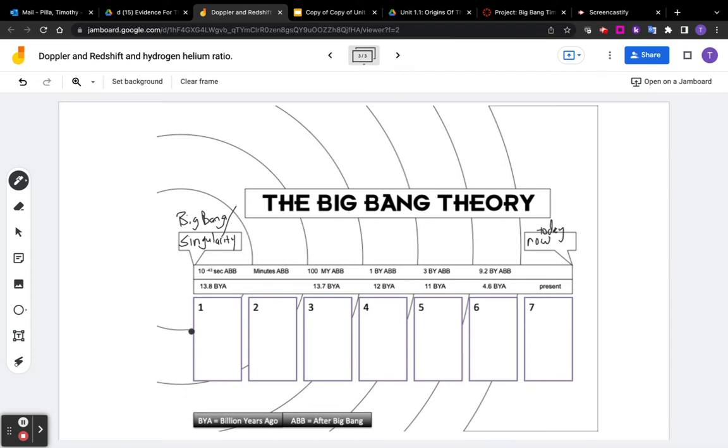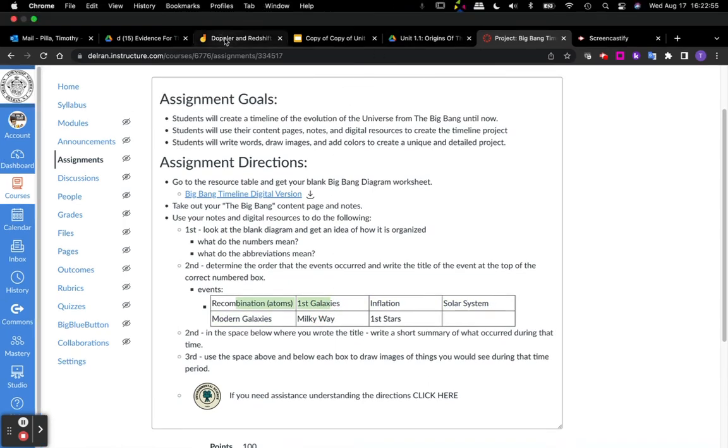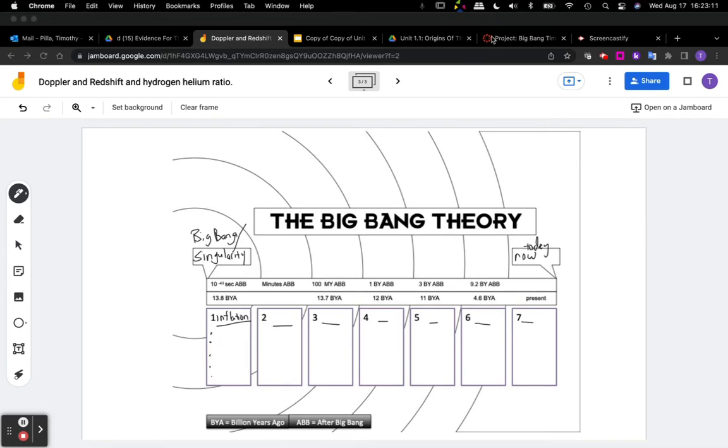So what I would do, from looking at the notes, is that I know that inflation happened first out of any of these things. Then you're going to go through the rest of these and figure out where on the timeline they go. First, do that. Do the titles. Once you finish the titles, you can use the timeline to help you figure it out. Then write down some information about what happened during that period. All right? That's what I ask you to do.